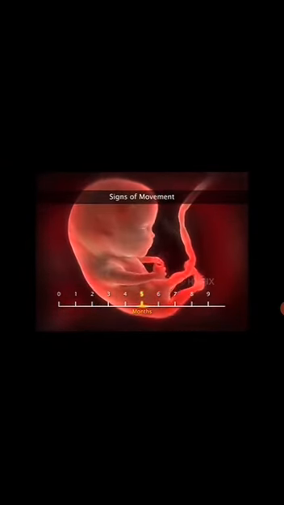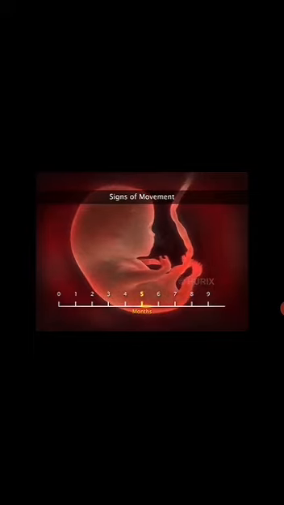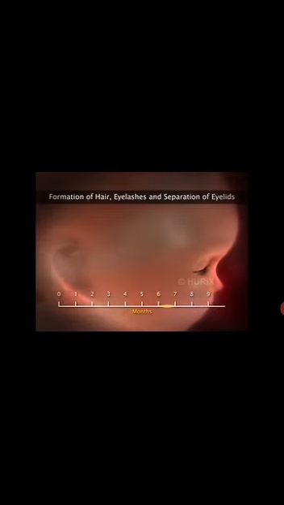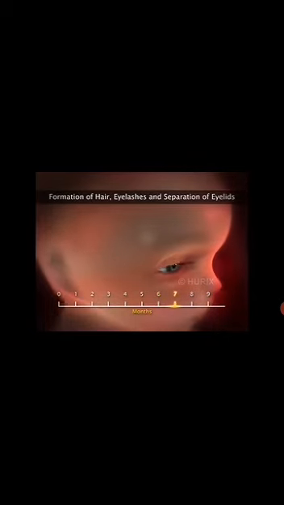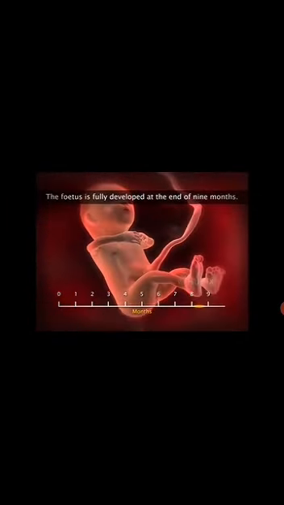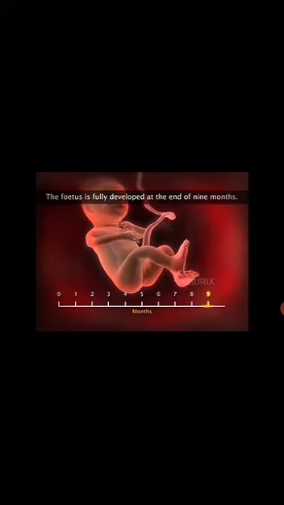During the 5th month, the fetus shows signs of movement and the appearance of hair on the head. Towards the end of the 2nd trimester, that is, in the 6th month, the fetal body is covered by fine hair, eyelids separate, and eyelashes are formed. A fully developed fetus is ready for delivery by the end of 9 months.